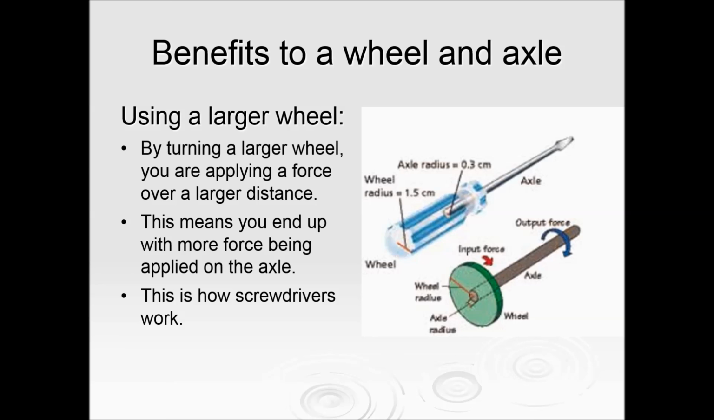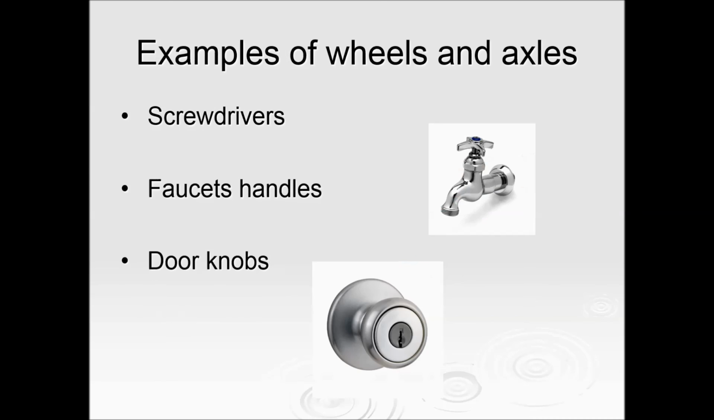So screwdrivers are examples, faucet handles, so the things that turn on the water, as long as they're not the long ones. If they're the round ones, that's a wheel and axle. A round doorknob is a wheel and axle. So anytime you have something that's circular in shape that turns, that you're applying a force to get turned, it's probably a wheel and axle.